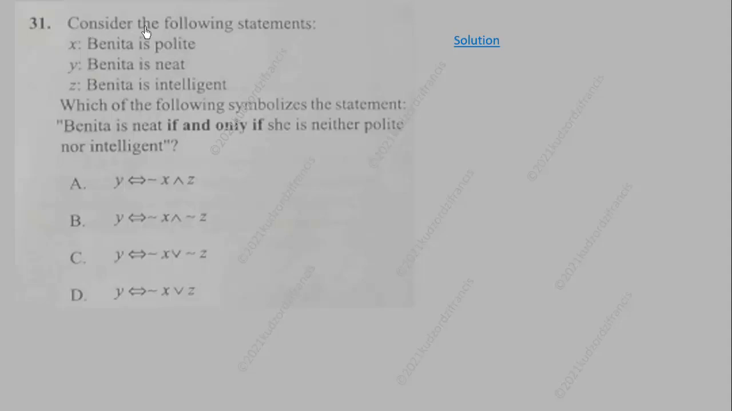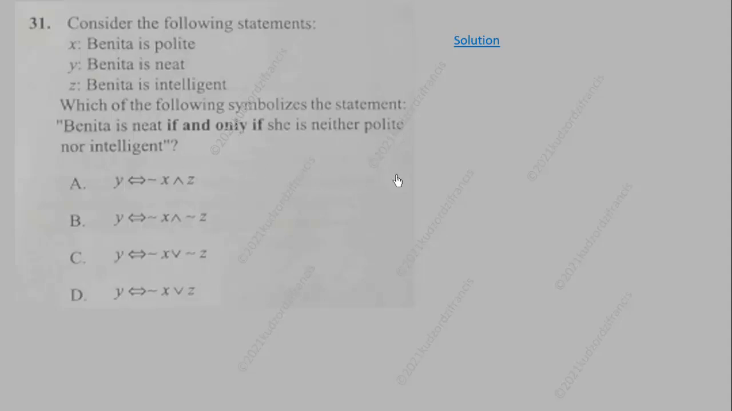Question 31. Consider the following statements. X: Benita is polite. Y: Benita is neat. Z: Benita is intelligent. Which of the following symbolizes the statement: Benita is neat if and only if she is neither polite nor intelligent?